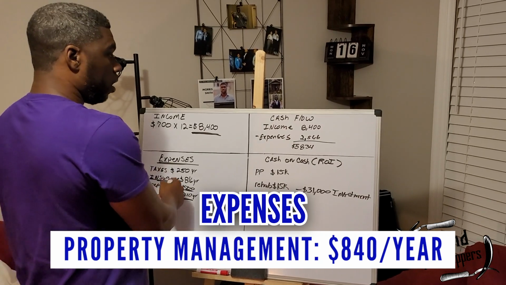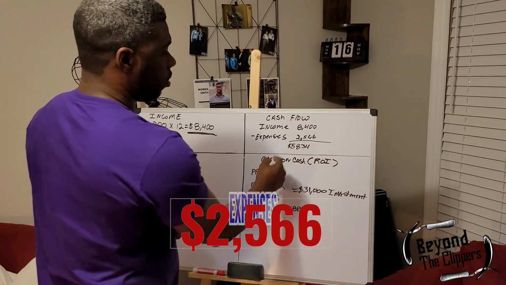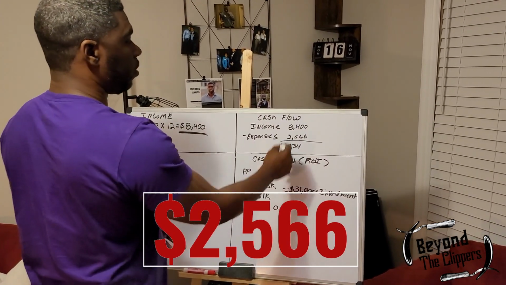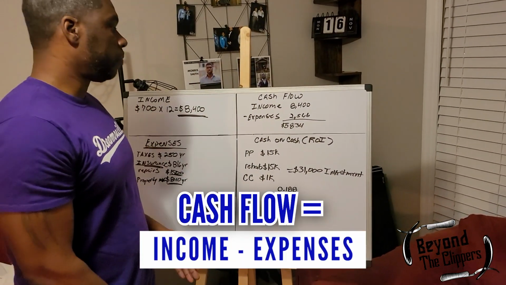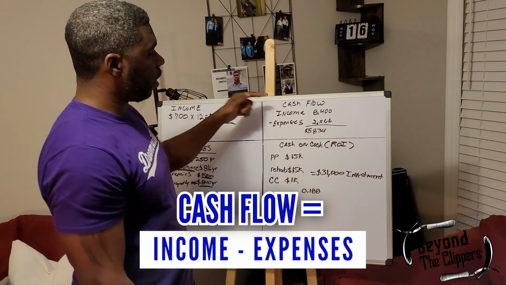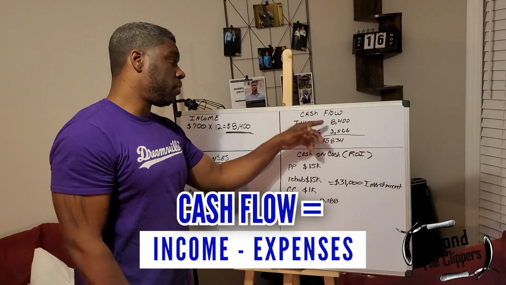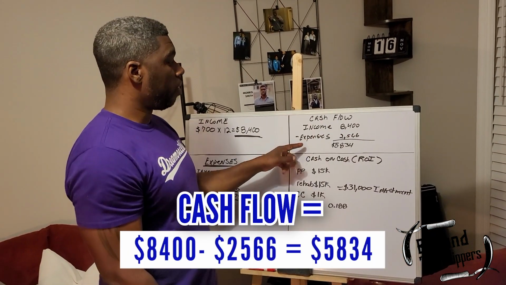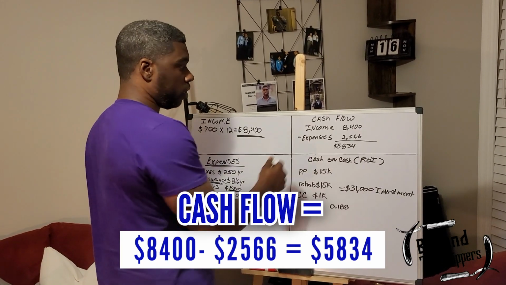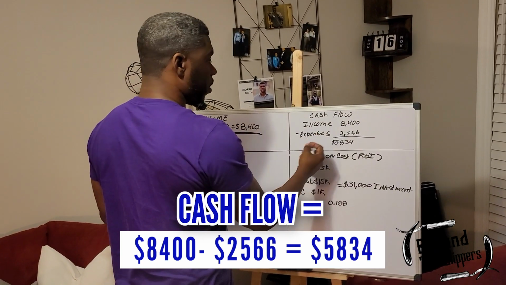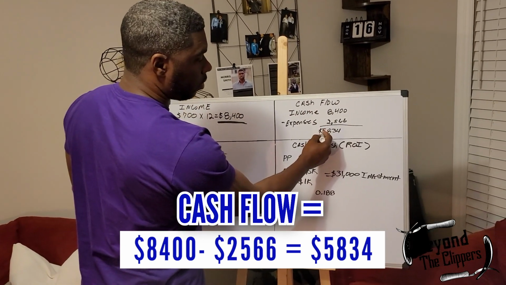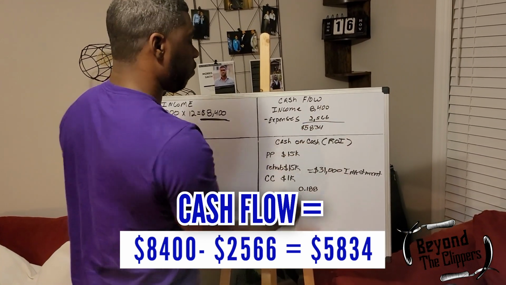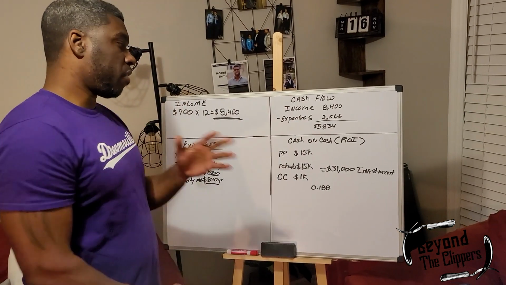And all of that calculated up to your expenses was $2,566. Now this right here is your cash flow. In your cash flow, you have your income, which is $8,400, and you have your expenses. And all I did was subtract the expenses from the income, which gives you $5,834. All right, so follow me.